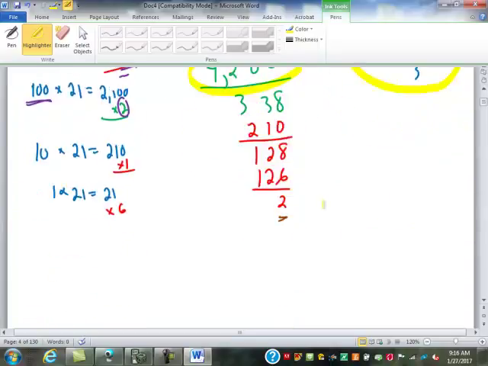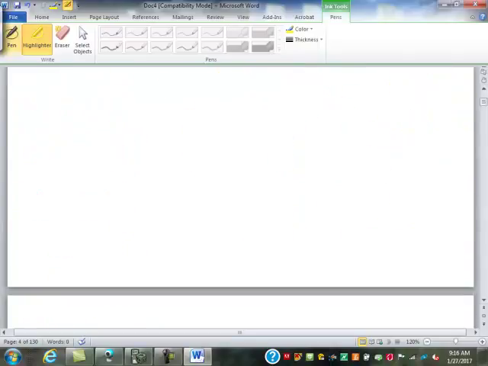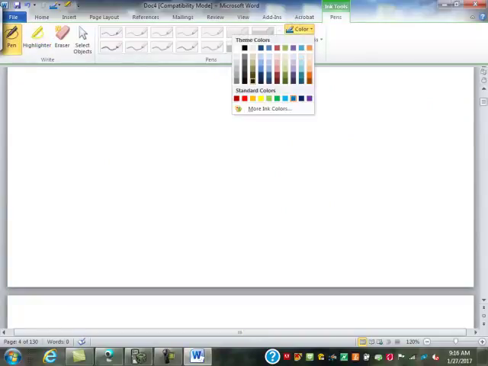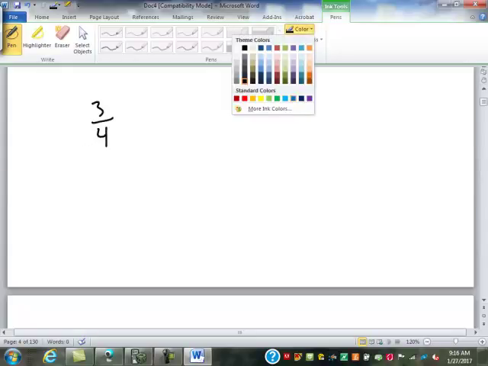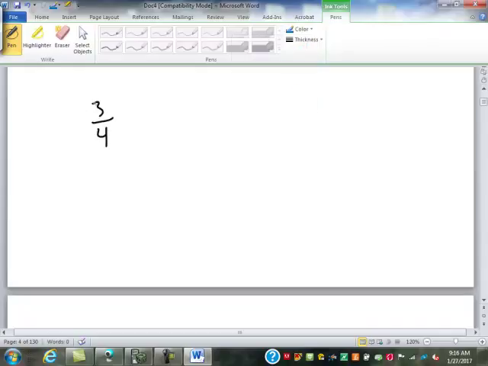So, our next step, we want to look at fractions a little bit here. So how do fractions fit into all of this? If I have a fraction like 3/4, a little bit of review. The top number of a fraction is called the numerator.